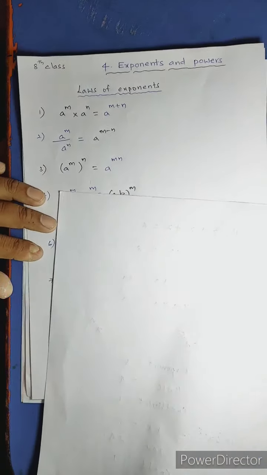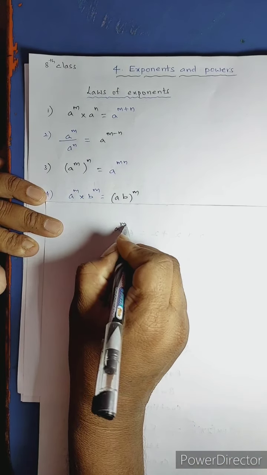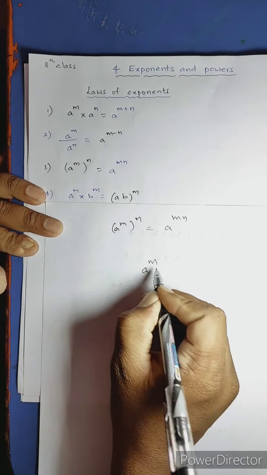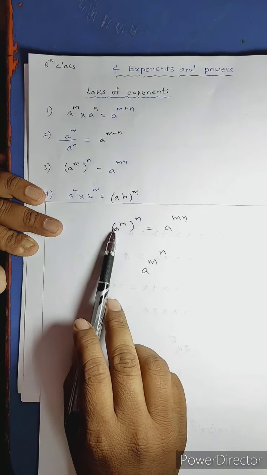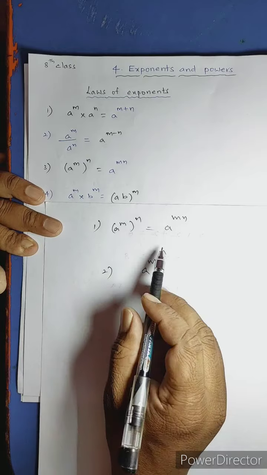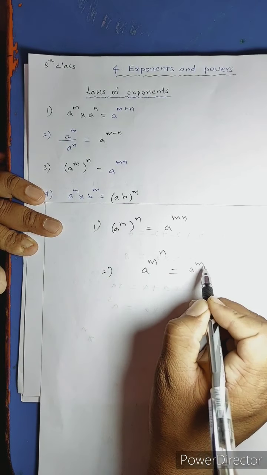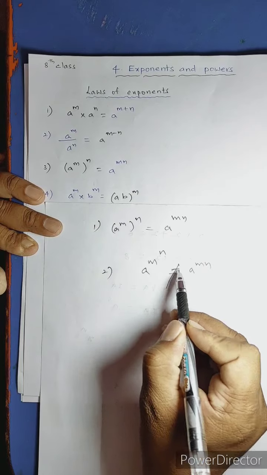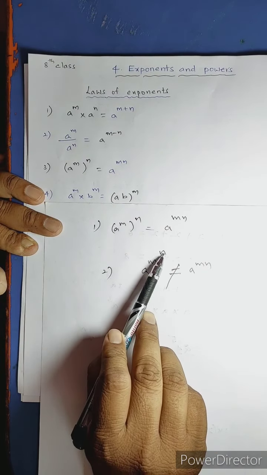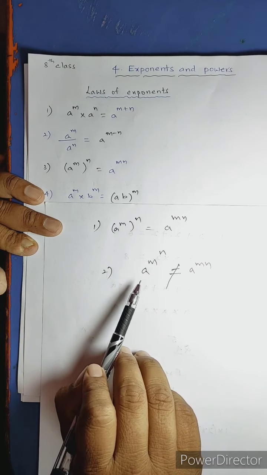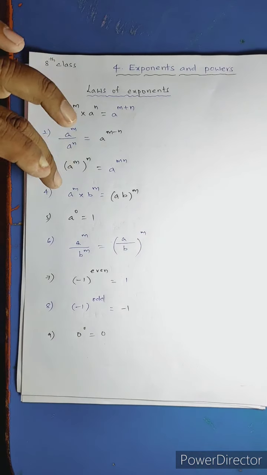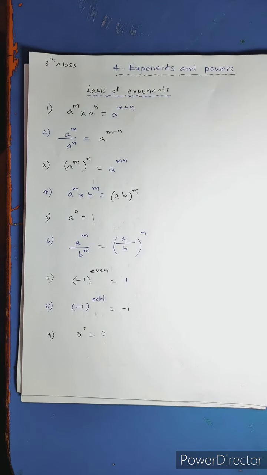See, a power of m whole power of n is equal to a power of mn. But a power of m power of n, this formula is not equal to a power of mn. Take care. Here the whole power of n belongs to m, and m belongs to a. Understood? These two are not the same. a power of m into b power of m is equal to ab whole power of m.